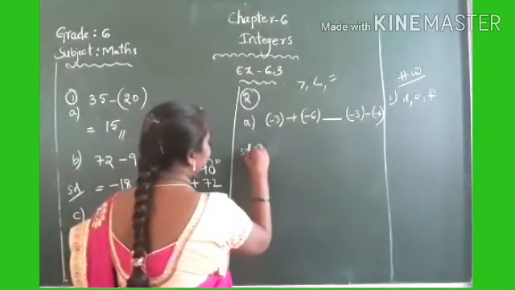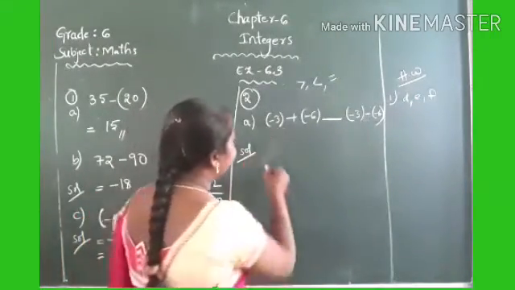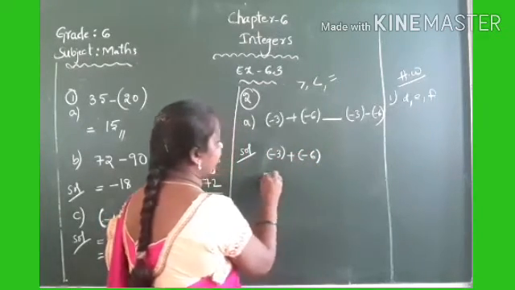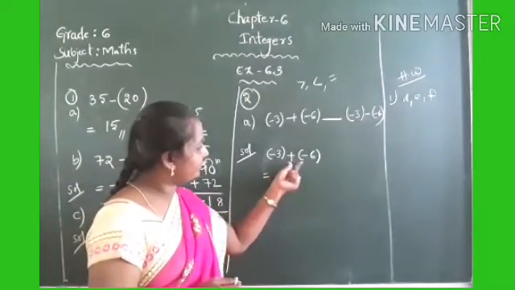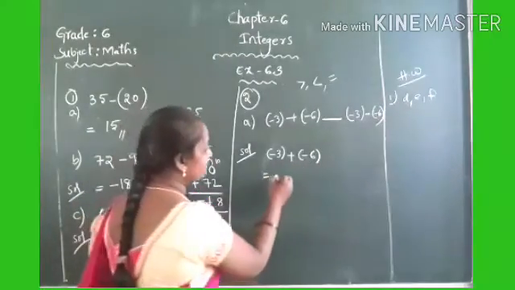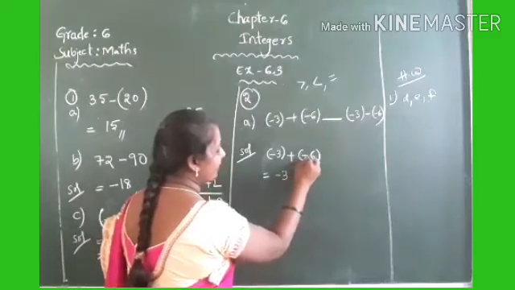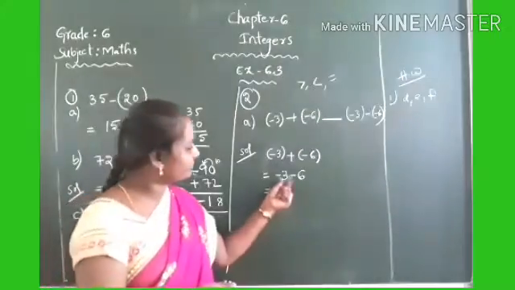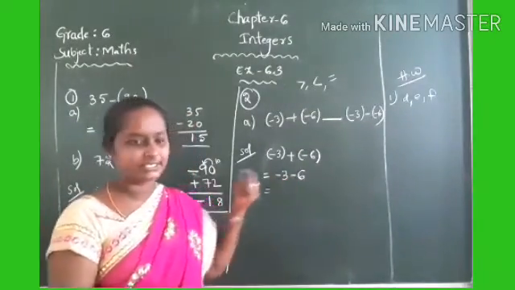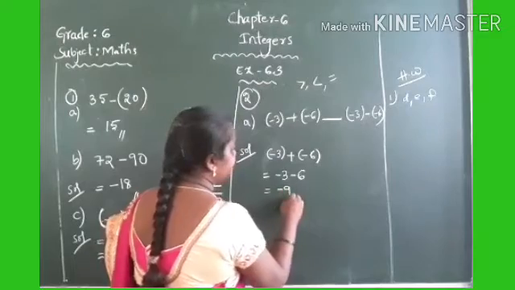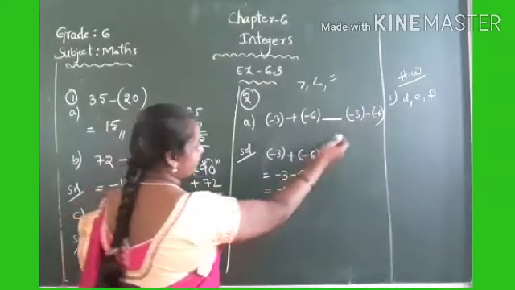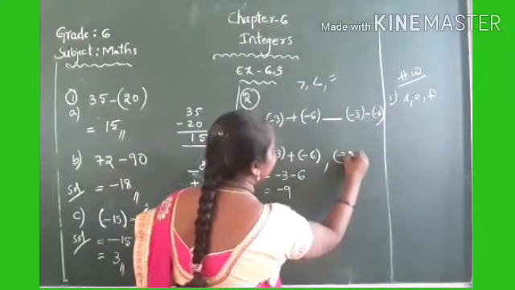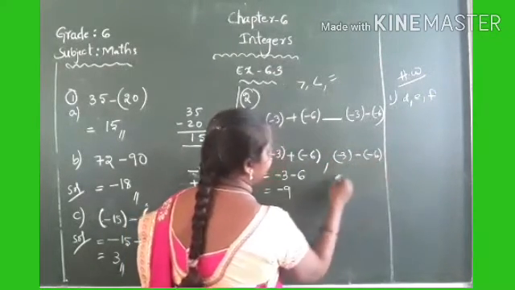How will you show that one? Listen. First take minus 3 plus minus 6 and find this value. First write minus 3 plus into minus, minus 6. Both are negatives. Minus 3 minus 6 is equal to minus 9. Next, minus 3 minus of minus 6.